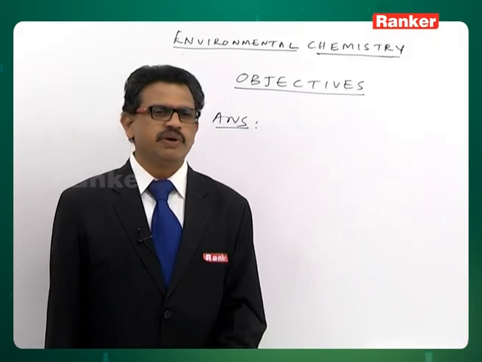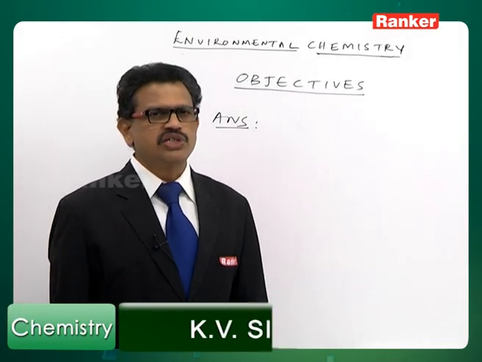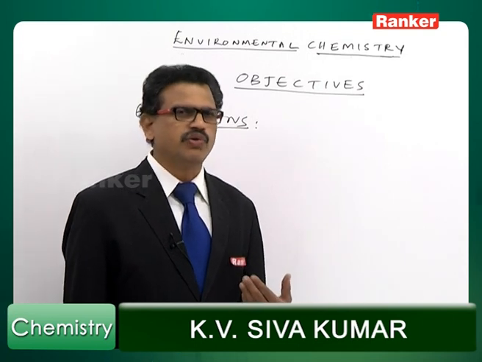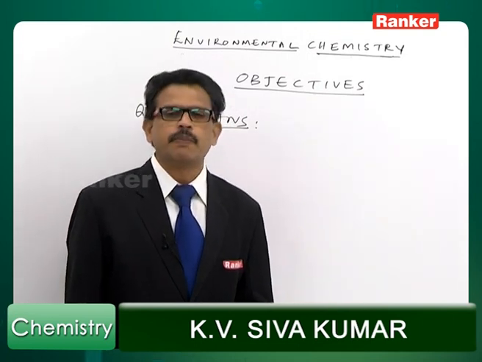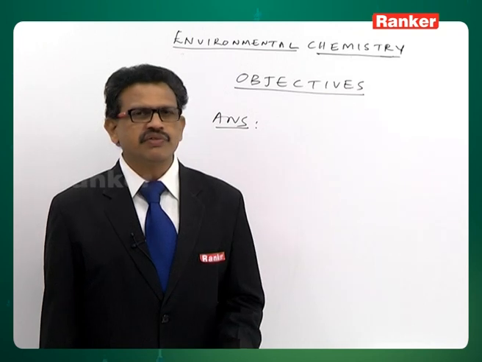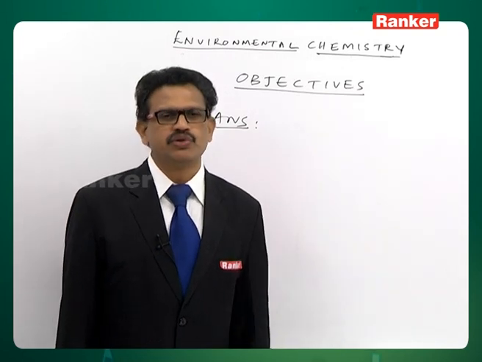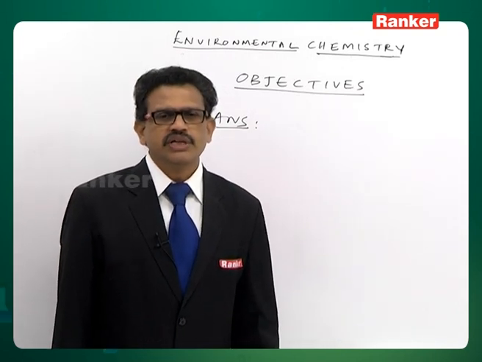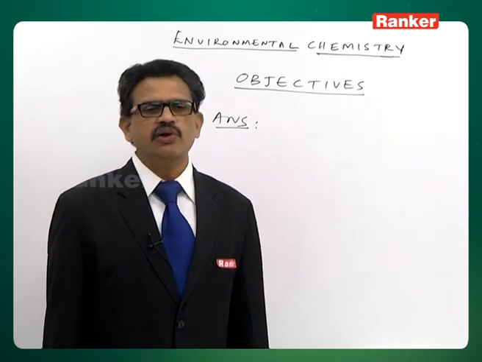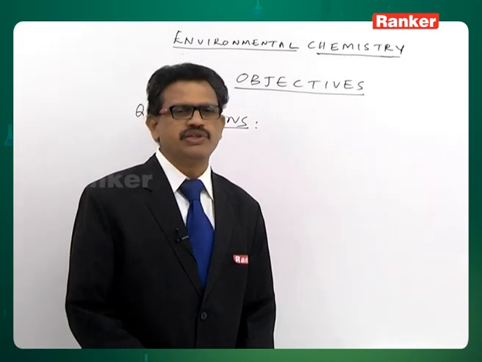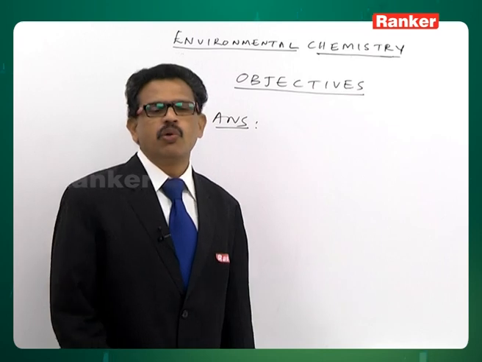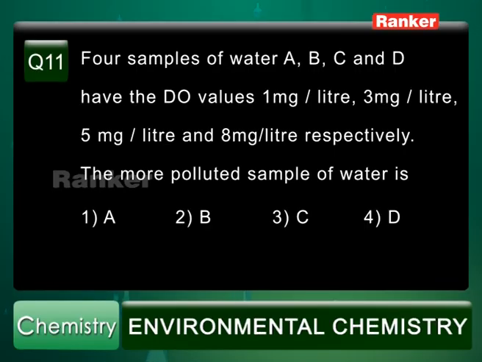So it's a concept based question. Dissolved oxygen (DO) level will be 4 to 6 milligrams per liter, optimum level. Anything which is less than that is water pollution. So A has a DO value of 1 milligram per liter, it is more dangerous. Therefore, the more polluted sample is 1 milligram per liter, that is option 1. So we can go for answer 1.